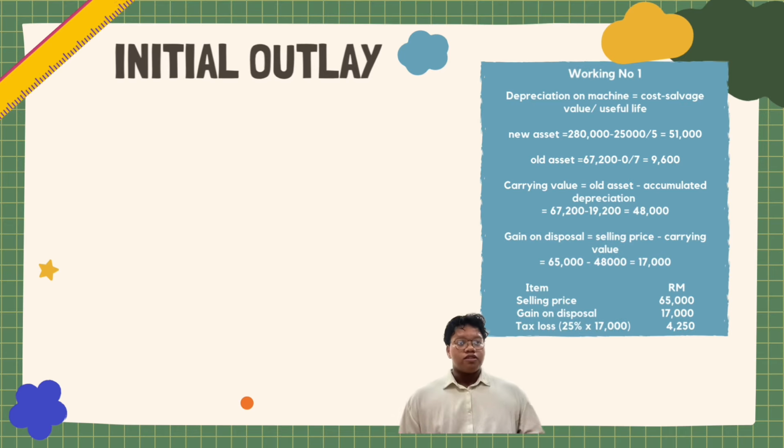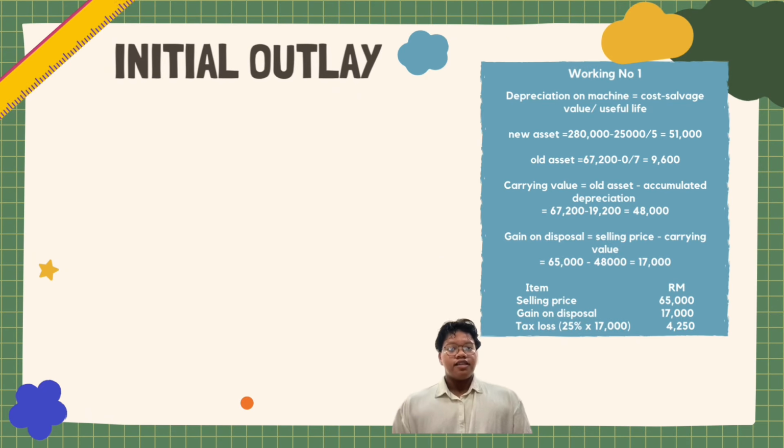Next, tax loss. We need to add the tax loss on disposal. About the calculation of tax: the tax on disposal is based on the gain or loss on disposal. First, we need to find the carrying value of the old machinery at the end of the disposal date. We take the cost of the old asset, which is 67,200, and minus 90,200, the amount of accumulated depreciation, and then we get the carrying value of the old machinery at the end of the disposal date, which is 48,000.